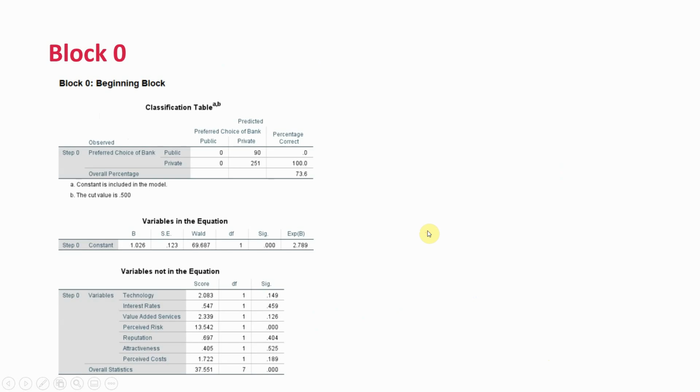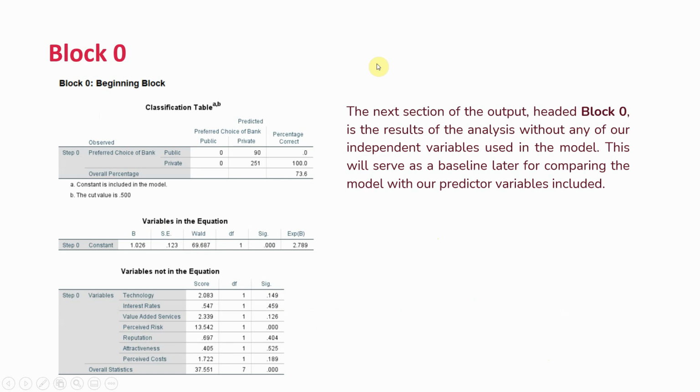Next is your block 0, without the variables. This next section of the output is the result of the analysis without any of our independent variables used in the model. This will serve as a baseline later for comparing the model with our predictor variables when they are included in the analysis. So this offers us a kind of benchmark to which we can compare our results and the model fit. In general, the block is not actually usable as there are no predictors in the model.